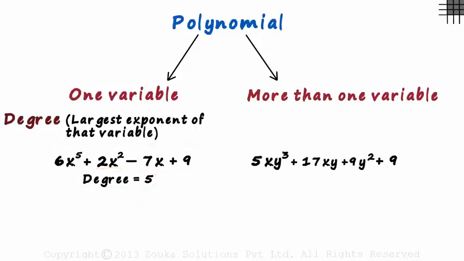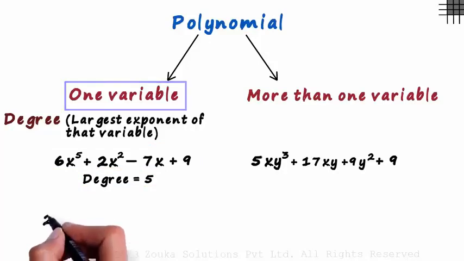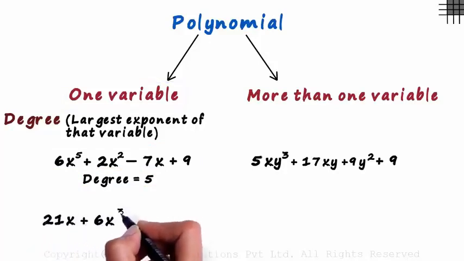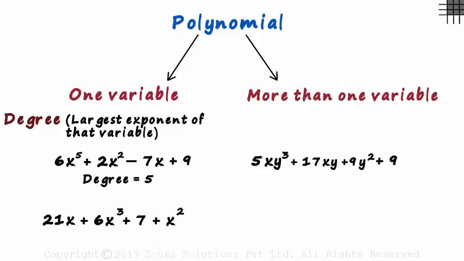Let's look at a second example in this category. 21x plus 6x cubed plus 7 plus x squared. In the first term, the degree of x is 1. In the second term, the degree of x is 3. And in the last term, it's 2. 3 becomes the largest exponent of the variable. And that's why the degree of this polynomial is 3.